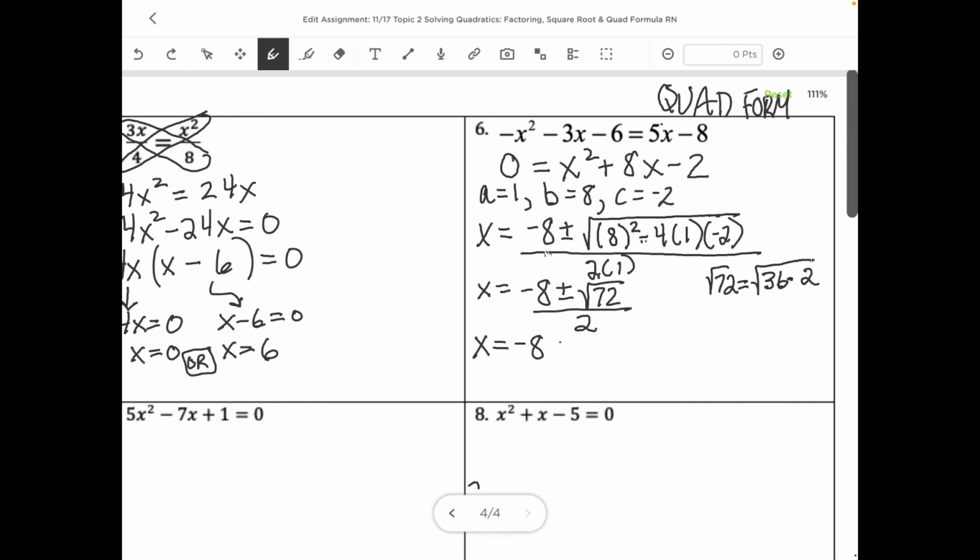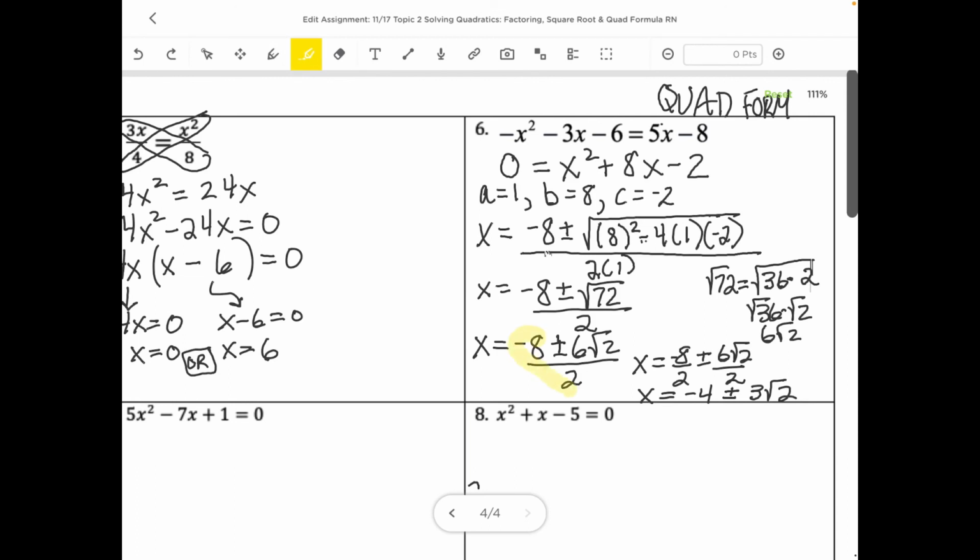All right, so this is going to be x equals negative 8 plus or minus, oh, no, sorry. So square root of 36, square root of 2, 6 root 2. 6 root 2 over 2. All right, then it becomes x equals negative 8 over 2 plus or minus 6 root 2 over 2. And so our final answer is x equals negative 4 plus or minus 3 root 2. And there are your two solutions.